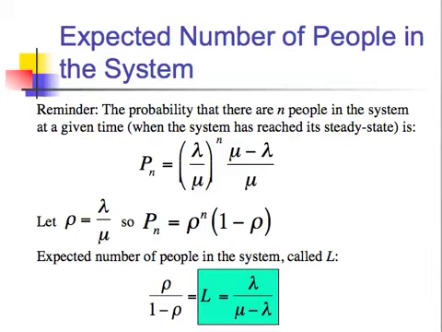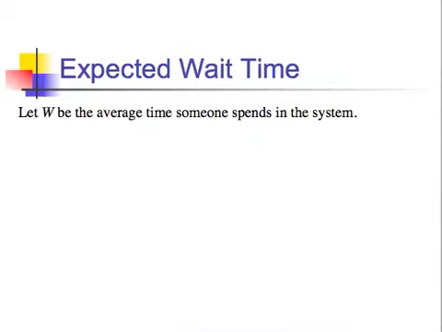And if you do your simplification to it, put it back in terms of lambda and mu, that's what you end up with. So that is something that we can use to determine how many people we expect to have in the system. We move on to the expected wait time.